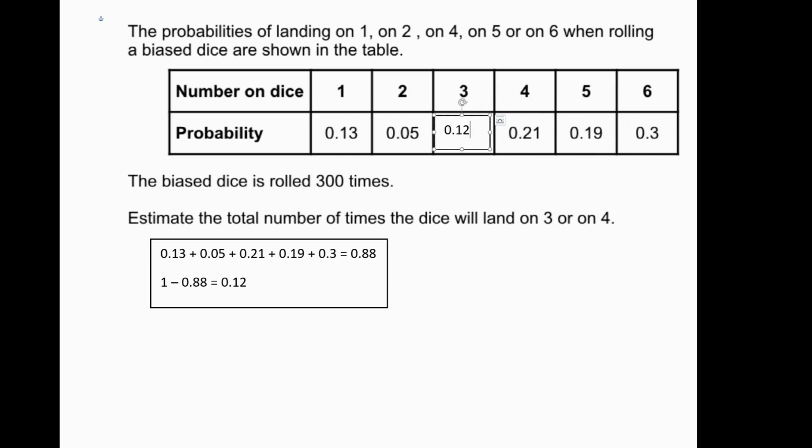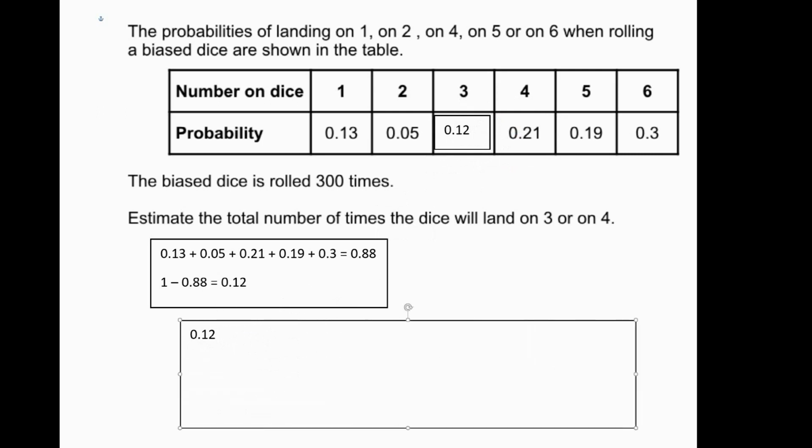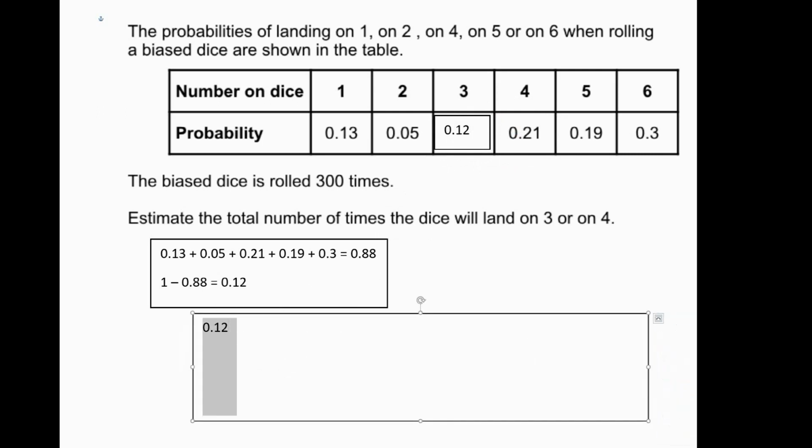Now, the biased dice is rolled 300 times. So what I can consider is if I want to work out how many times it will land on 3 or 4, we need to remember that in maths, or means plus. So the probability of getting a 3 or a 4 is the probability we get a 3 plus the probability we get a 4.